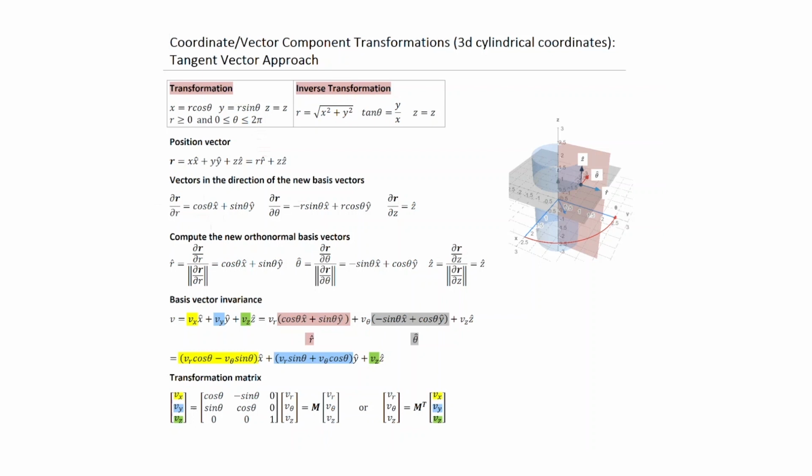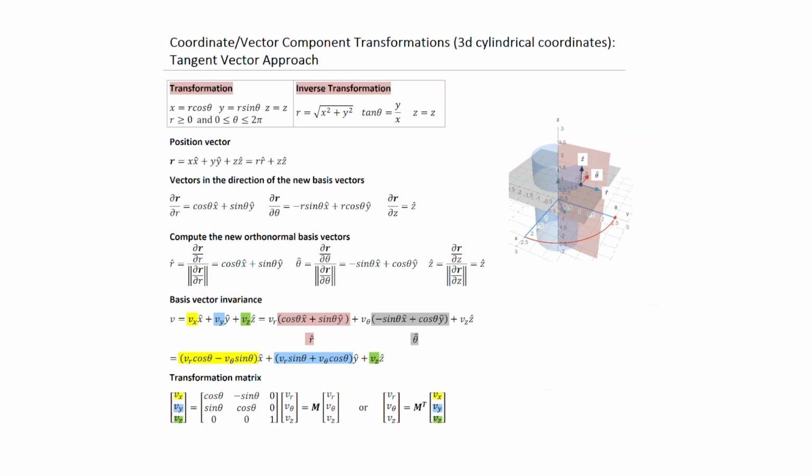Vectors in the direction of the new basis vectors, again, these are the tangent vectors. So we take dr by dr, and dr by d theta, and dr by dz, and we compute them, which is what I've done here. But we want the orthonormal basis vectors, which means I have to divide each vector by its norm, which is what I've done. So that's the line that you see here. You compute that, and now you have the basis vectors in the new coordinate system.